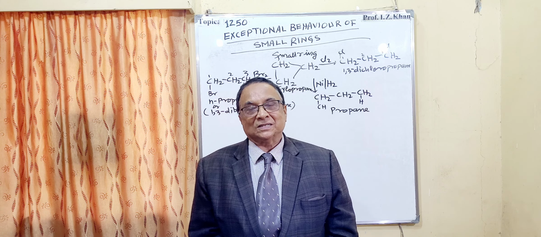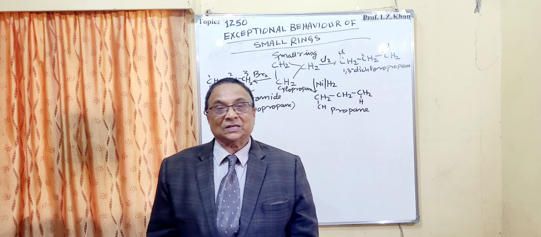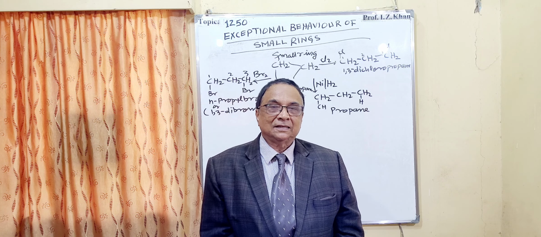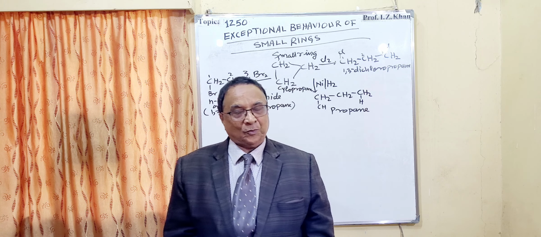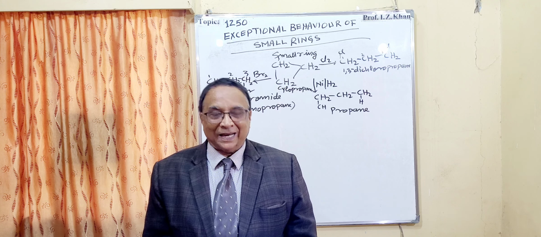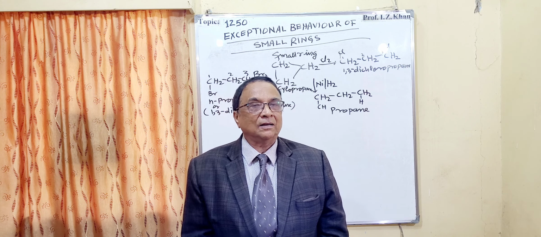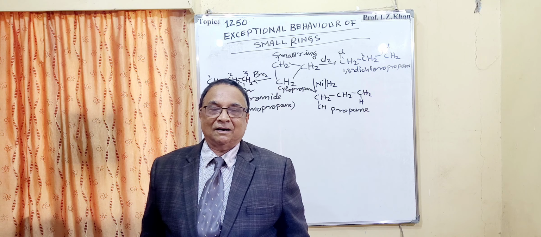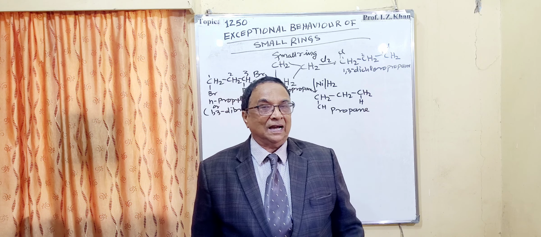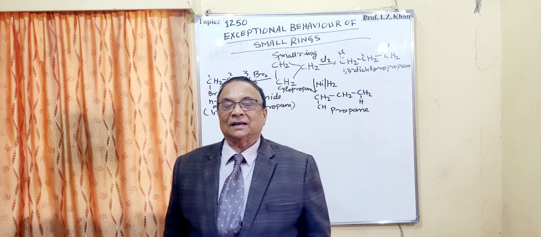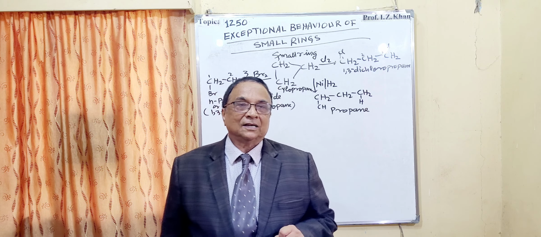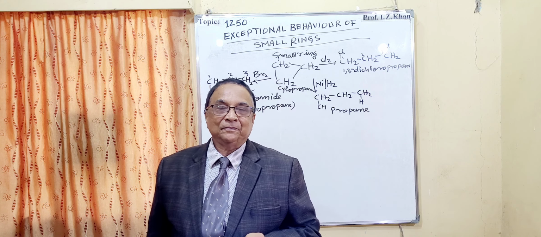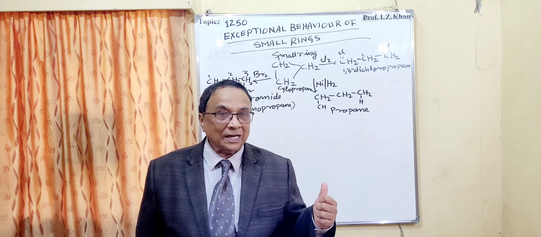And here, in the case of small ring exceptional behavior, Baeyer's theory is very much accepted. Baeyer was a chemist, and he proposed his theory. According to him, all these small ring compounds like cyclopropane and cyclobutane are planar. Planar means all the carbon atoms are on the same plane. That is one factor of instability. And the second factor, according to him, is that they are tetrahedral, so their angle should be 109.5 degrees, but they don't have that.